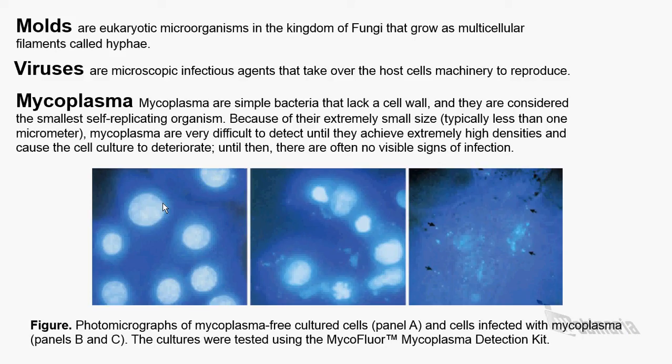Mycoplasmas are simple bacteria. They lack a cell wall, but they are not protoplasts. They are bacteria, and they are considered the smallest self-replicating organism. They are very, very small in size. Because of their extremely small size, even less than 1 micrometer, they are very difficult to detect until they achieve extremely high densities and cause the cell culture to deteriorate. There are often no visible signs of infection. Chronic mycoplasma infections might manifest themselves with a decreased rate of cell proliferation.